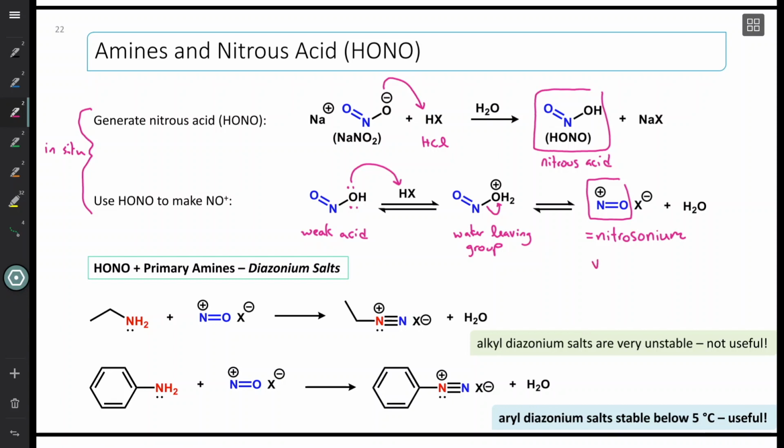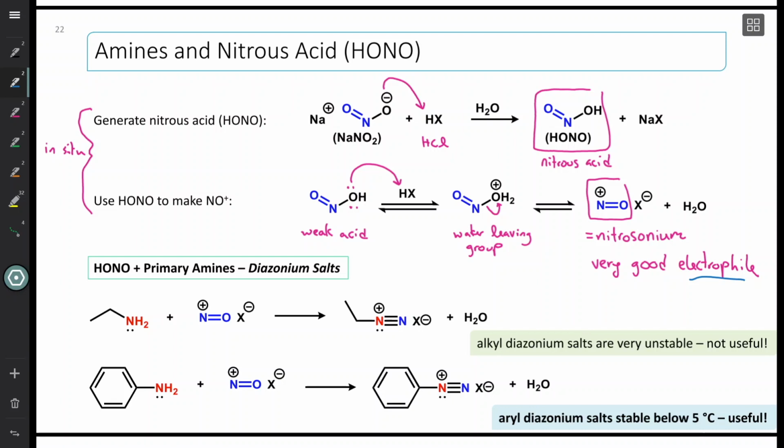And this is actually your electrophile. So the reaction conditions may just be sodium nitrate and some HCl or some aqueous acid, right? But what you're actually forming as your reactive species is this NO+, this nitrosonium. This is your electrophile that your amine can react with.